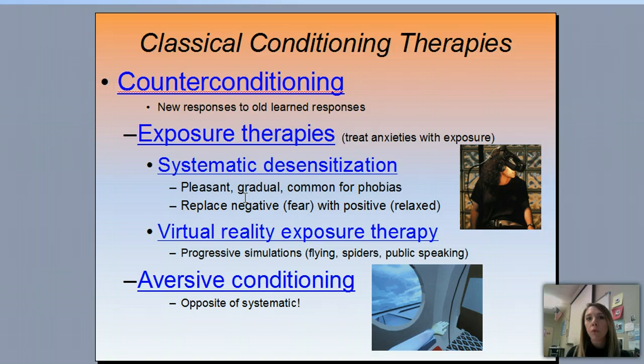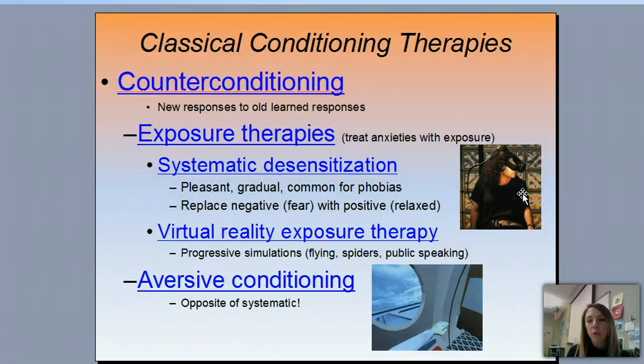Another type of way is virtual, and this is more with things like public speaking or flying, things that are hard to, you can't gradually take someone onto a plane, right? You're either flying or you're not. So they have techniques that are virtual, and again, it's a progressive simulation, but it's a simulation. So it's kind of like a video game.